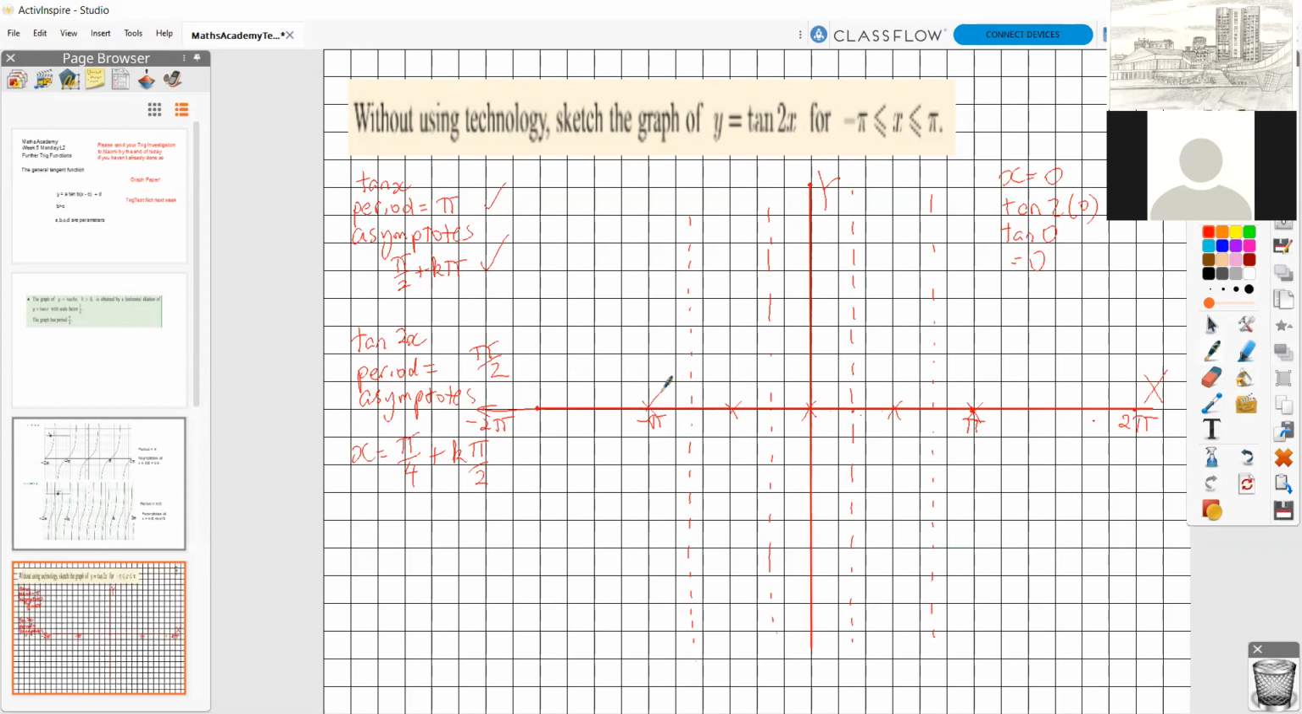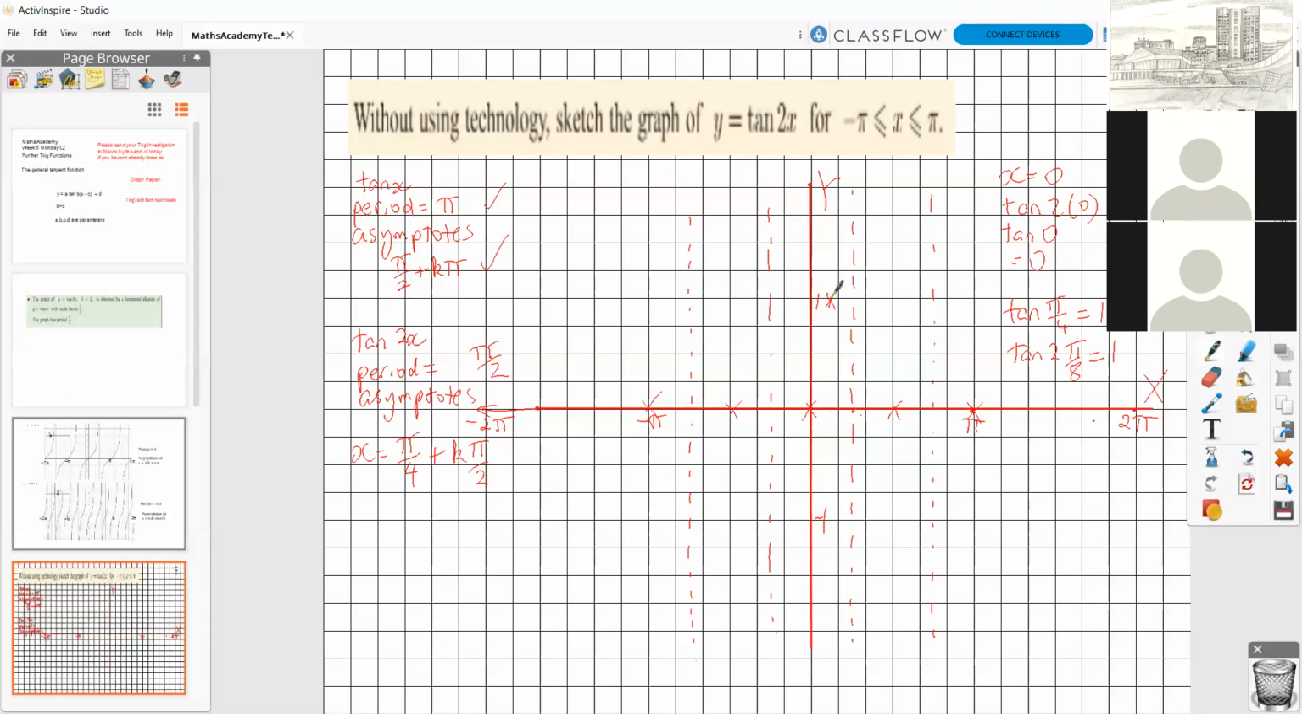Now, what else do we know? We know that tan of pi on 4 is 1. So that's tan of 2 lots of pi on 8 is 1. So we know that at pi on 8, we're going to have the value of 1. Now, where's pi on 8? This is pi on 4. Half of that is going to be about here. So that's going to have the value of 1. And so if I make this 1, and this negative 1, then pi on 8, 1 is a point.